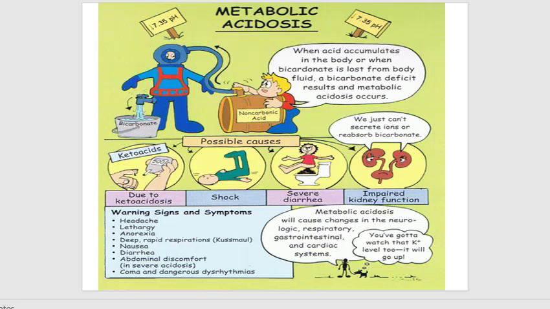Metabolic acidosis. Okay, so there's lots of things that can cause the metabolic. The respiratory is respiratory, right? Metabolic, there's lots of other things that can cause metabolic acidosis. So let's look at the possible causes down here. We have your keto acids. Remember, we talked about that with the diabetes.